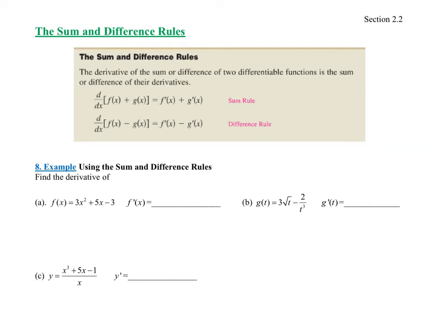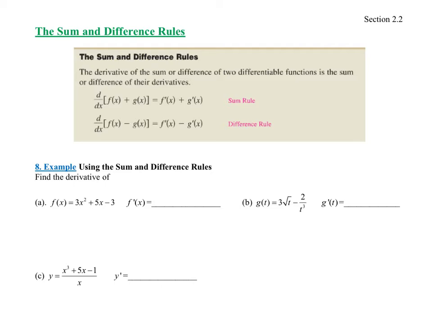Let's keep on going. Remember, the definition of a derivative is the limit as h approaches 0 of f of x plus h minus f of x, all over h. A derivative is a limit. So what does that mean? A lot of those limit rules we used will be applied to derivatives because derivatives are limits.